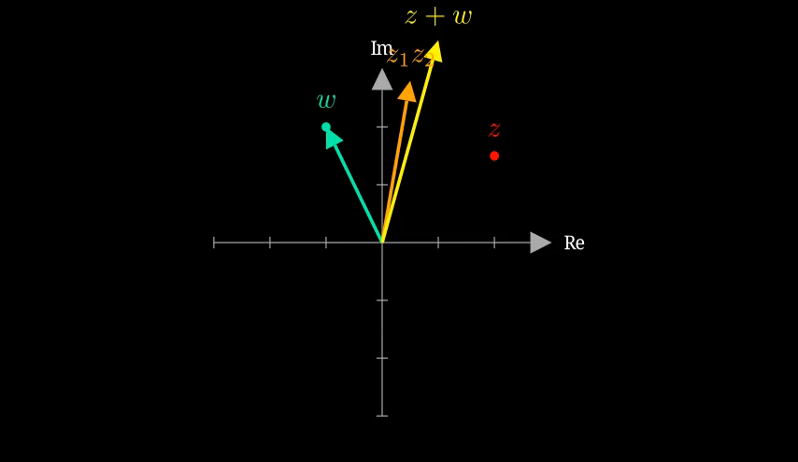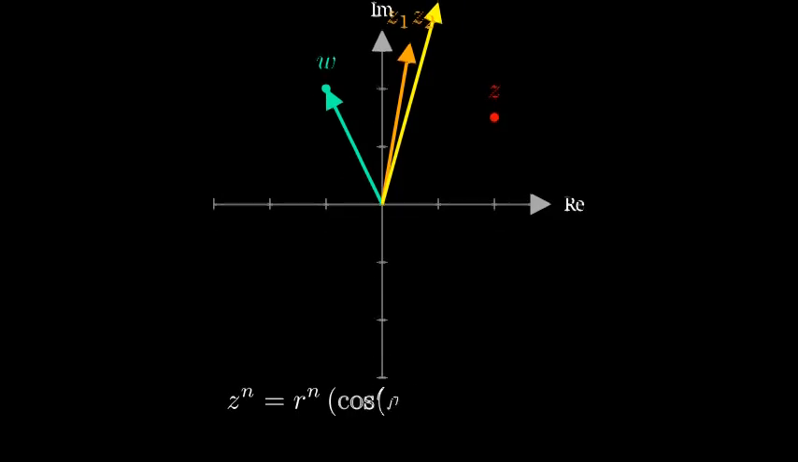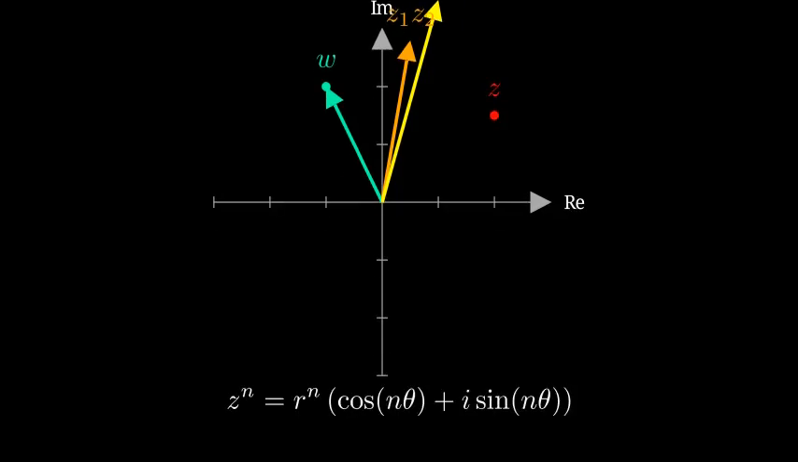Finally, de Moivre's theorem tells us how to raise a complex number to a power. If z equals r times cosine theta plus i sine theta, then z to the n equals r to the n times cosine n theta plus i sine n theta. This means powers multiply the angle and raise the magnitude.